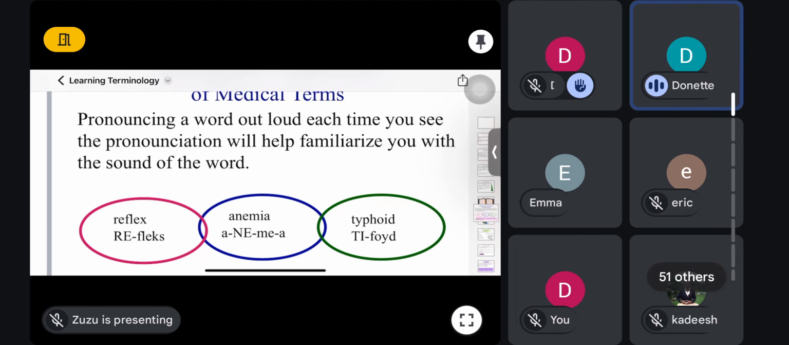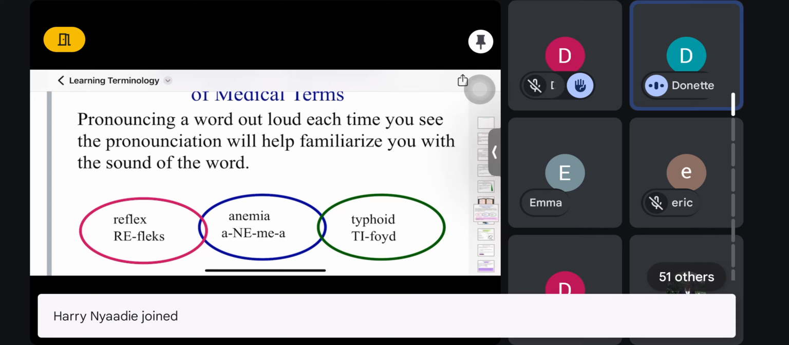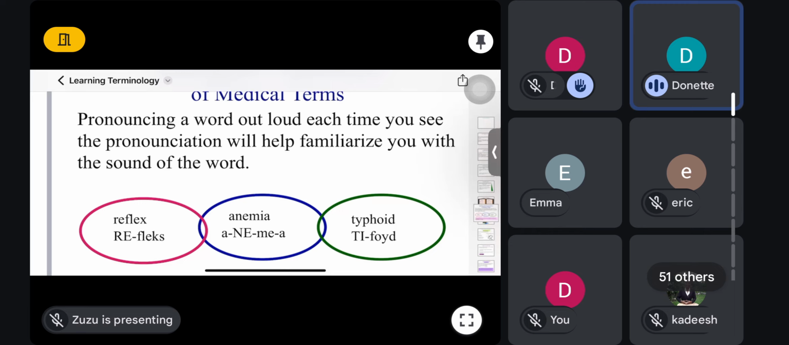And anemia, you see how the word anemia is spelled or how it is pronounced. There is an emphasis on the NEE, anemia. And do we have anybody here who doesn't know what anemia is?